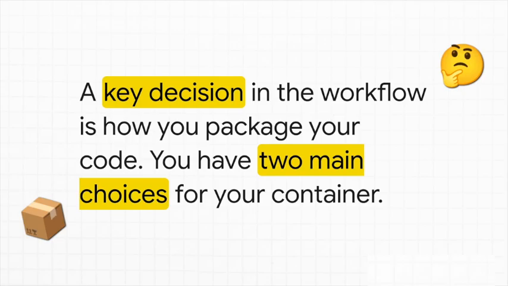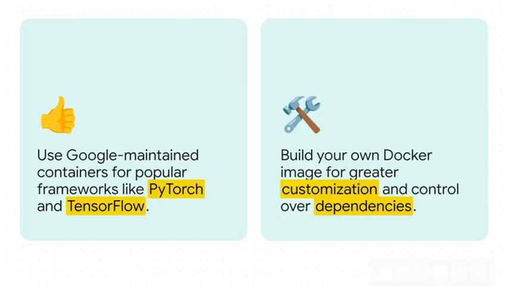Now, right before you hit that big go button, there's a key decision you have to make back in step 2. It's all about how you package your application, and it comes down to a choice between 2 kinds of containers. So here's the trade-off, plain and simple. Pre-built containers, that's the easy button. Google handles all the setup for popular stuff like PyTorch and TensorFlow. You just bring your Python script. Custom containers, though, give you total freedom. You build the Docker image yourself, so it's a bit more work, but you can use any framework, any weird dependency, anything you want. It's all about speed versus flexibility.